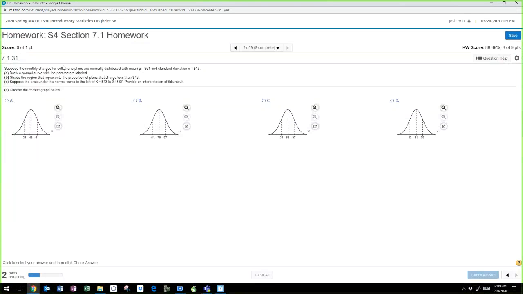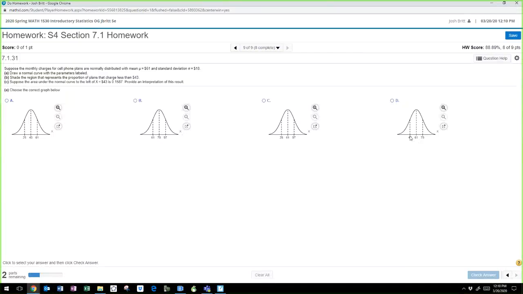All right, suppose monthly charges for cell phone plans are normally distributed with a mean of 61. So that means 61 is going to go right in the center. So it has to be one of these. And then standard deviation is 18. So let's take 61 plus 18. And that gives you 79. So 61 plus 18 is 79. This is the one that you're wanting.